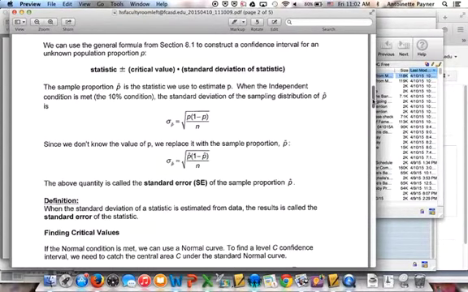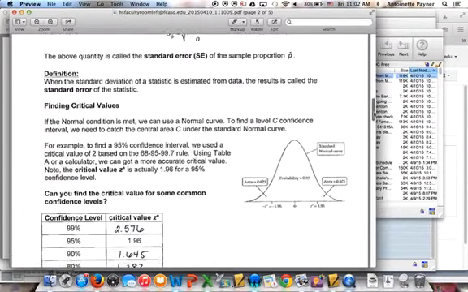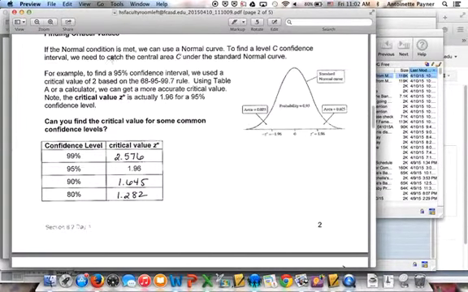Alright, so then that piece that we're missing here is just this critical value piece. So we have this as p hat, we have this right here that we're using for our standard deviation, so we just need our critical value piece. Alright, when we're finding our critical value, if our normal condition is met, we can use a normal curve. So we can use like our familiar normal CDF or inverse norm.